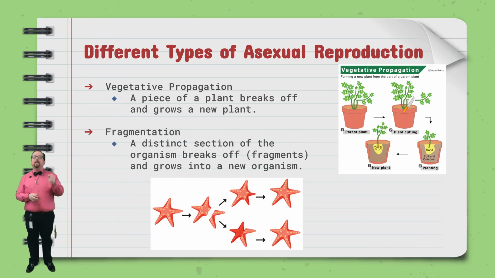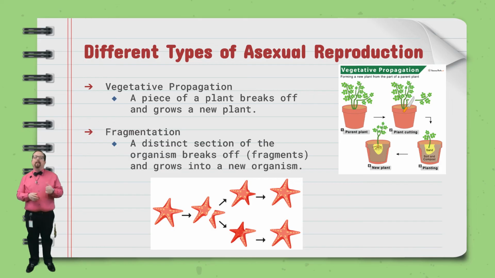Vegetative propagation is very similar, but instead of a growth that falls off, vegetative propagation is just when an actual piece of that plant that wasn't necessarily meant to fall off does fall off or is taken off and grows into a whole new identical organism. This is heavily used in gardening.